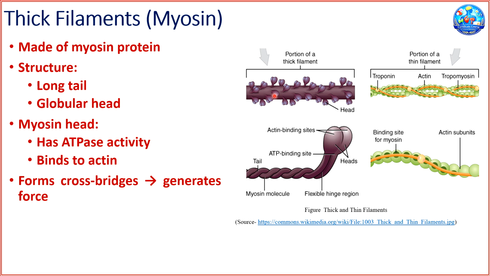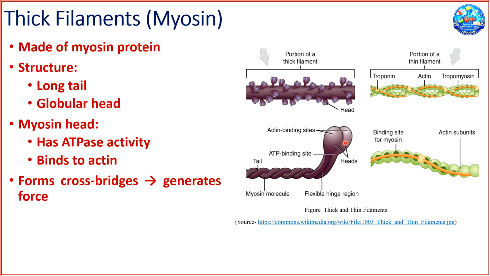The thick filaments are composed of the protein myosin, which plays a direct role in muscle contraction. The myosin molecules have a long tail and a globular head. This head region, in particular, is very important as it has the ATPase activity, meaning that it has the site for binding of ATP and it is responsible for the hydrolysis of ATP, releasing energy. This energy is utilized to generate the force that is required for muscle contraction.